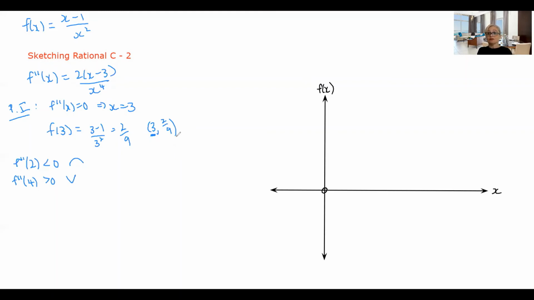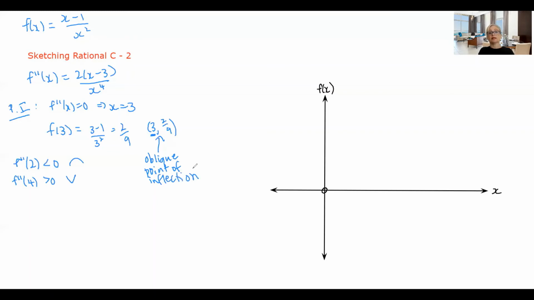What sort of point of inflection is it? Well, it didn't come up when we were finding our stationary points. So it's not a stationary point, so it is not a horizontal point of inflection. Therefore, it must be an oblique point of inflection.